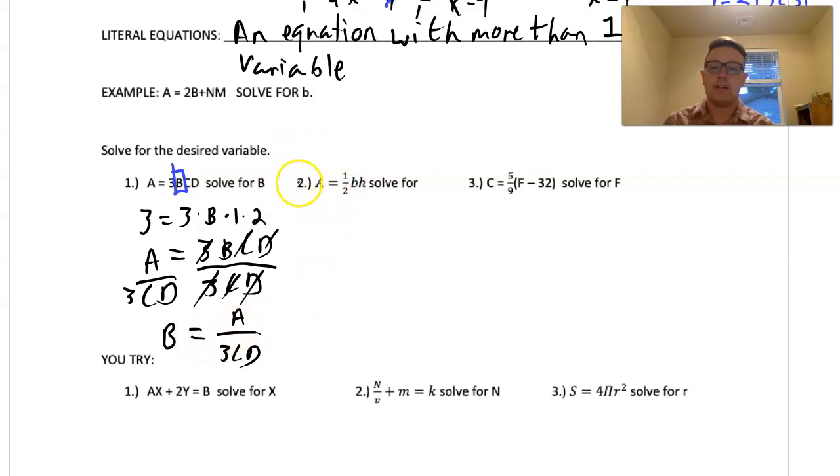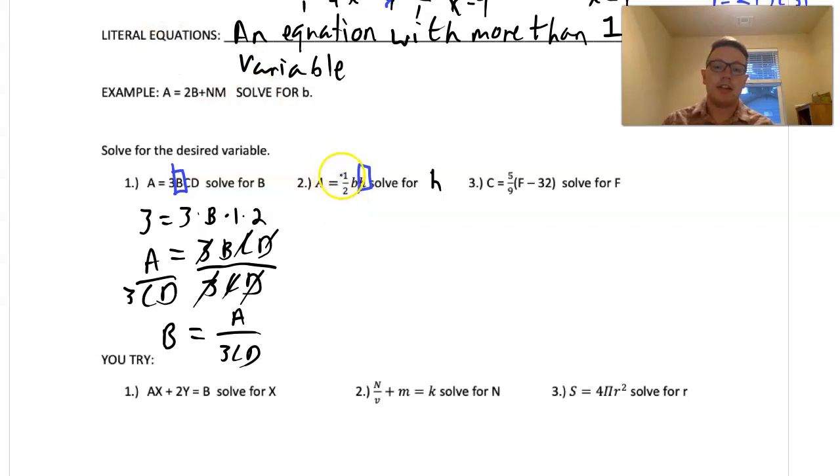Right. What about for problem 2? Problem 2 says we have A is equal to 1/2 B times H. So this is the formula for area of a triangle. And let's solve for H. How would we do that? Well, if we box this off, we think of this as, let's say B is just 1. This would be 1/2 times 1 times H. These are attached by multiplication, so we're going to have to divide.